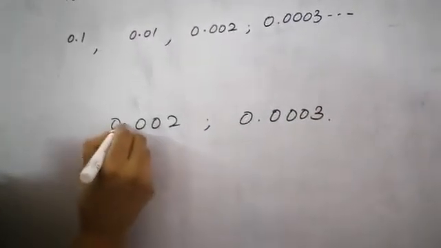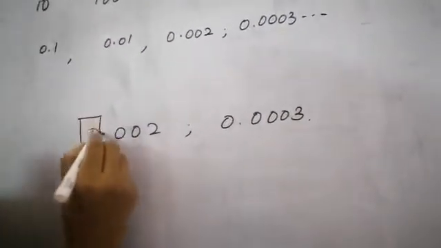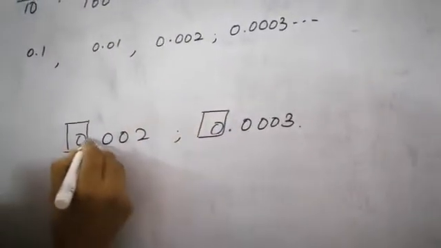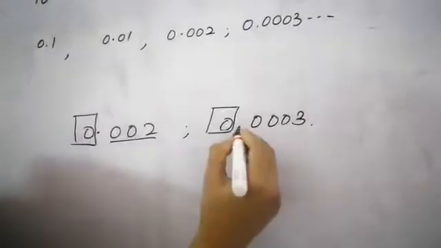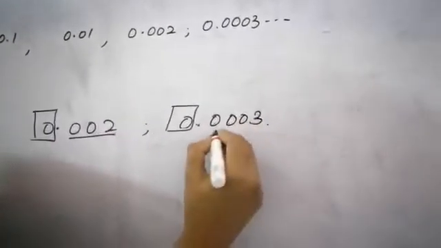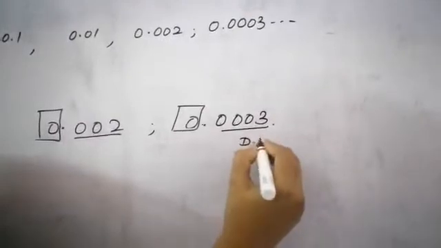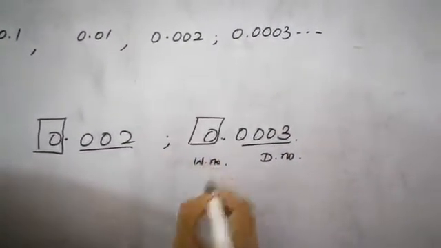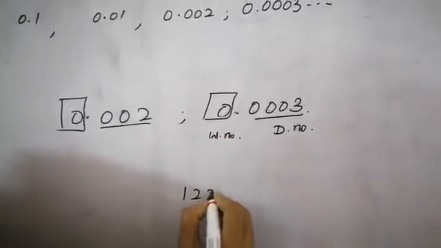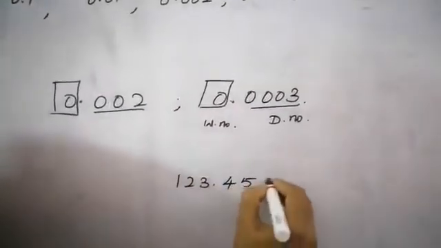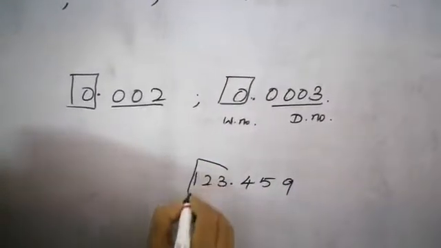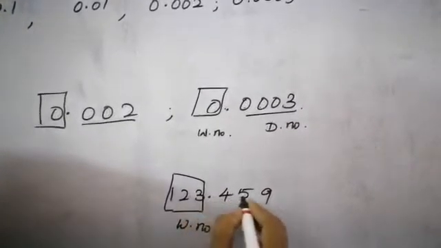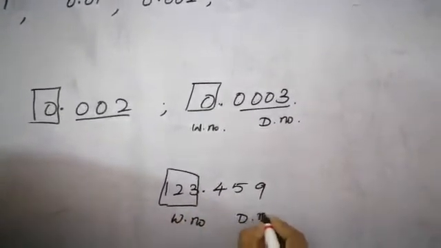In this, the number before the point is called a whole number, and the number after the point is called a decimal number. If I am writing like 123.456, then 123 is called the whole number part and 0.456 is called the decimal part.